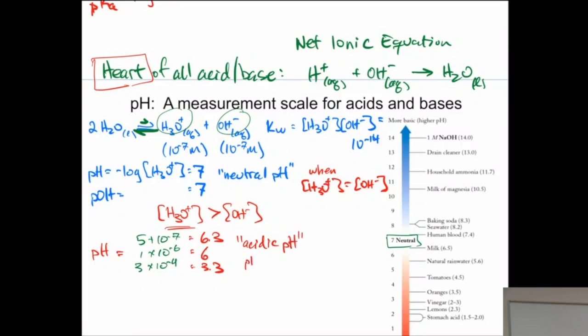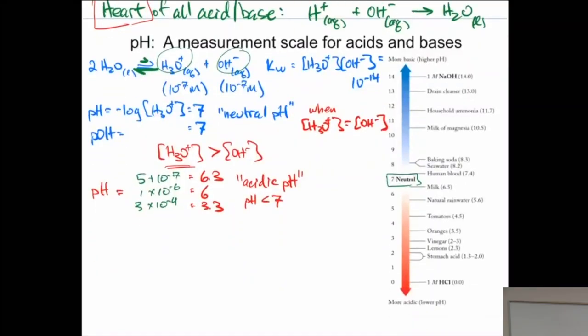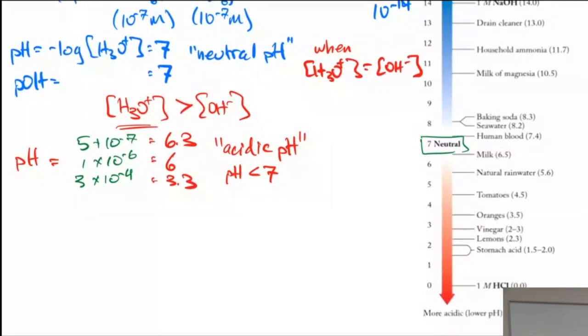Right? The pH is less than 7. And here's some examples. Milk, tomatoes, oranges, vinegar, lemons, all of these things are acids. When you put these in water, they give you an excess of hydronium ion after the neutralization reaction is completed, meaning that the hydroxide ions are limiting and the hydronium ions are in excess. So that's going to give you a lower value for pH.